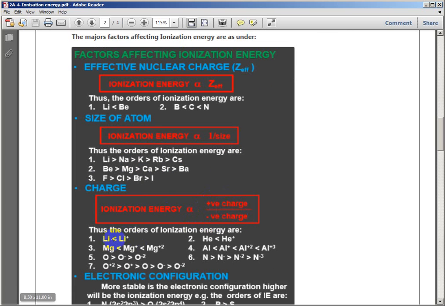More positive charge, more ionization energy; more negative charge, less ionization energy. Lithium has one positive charge, and helium is more positive. Magnesium plus, magnesium 2 plus has more positive charge, so magnesium 2 plus. Negative charge is the inverse: more negative charge, less ionization energy.